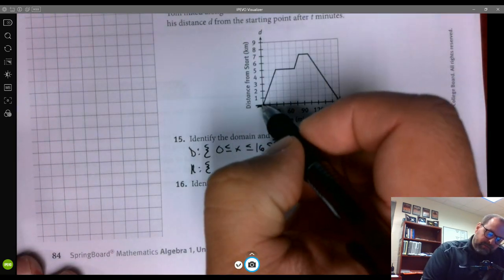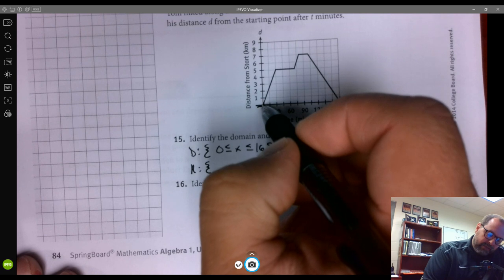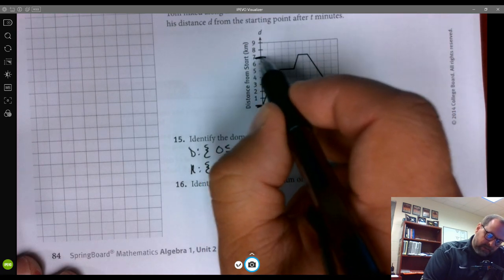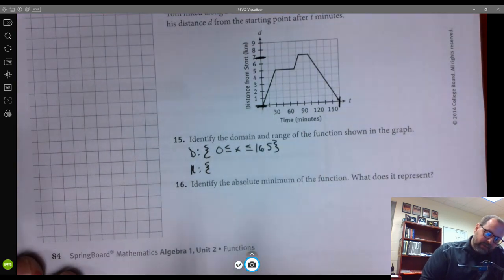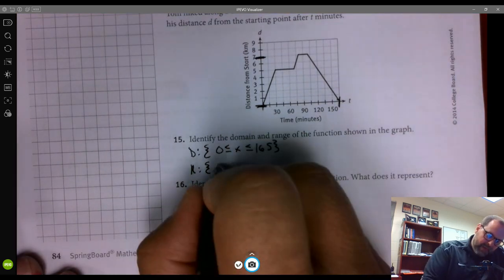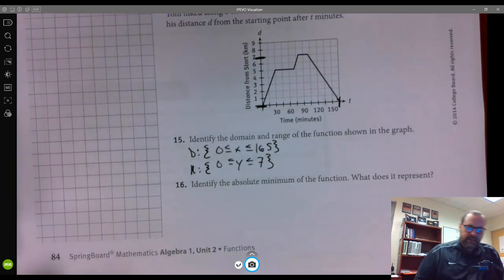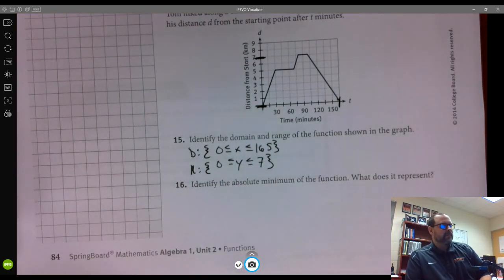So here's my lowest y value. I'm looking at the graph and going to the highest y value. The highest point it could be is 7. That is where I get my range from then, to say that the range is from 0 to 7. So 0 is less than or equal to y is less than or equal to 7.